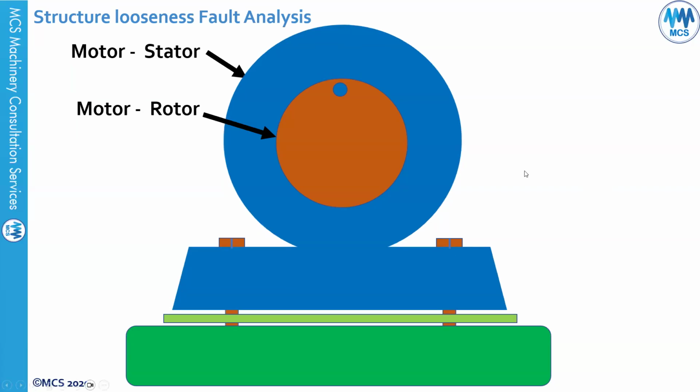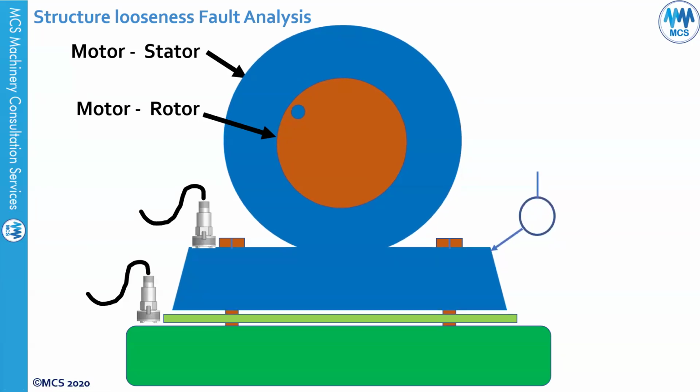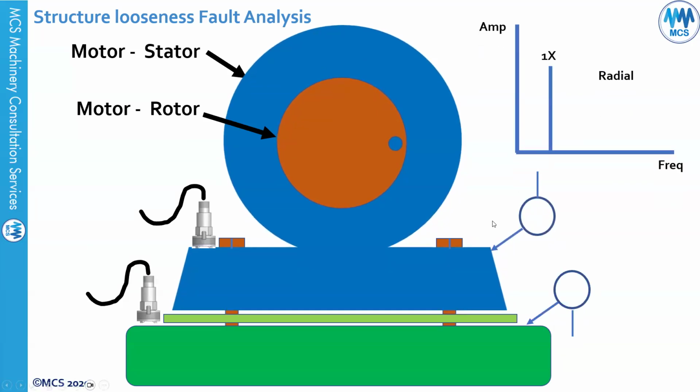As you can see here, this is also some sort of looseness. If you have looseness in the hold down bolts, this can also cause high 1x vibration. And you will see a phase difference of about 180 degrees between the motor itself and the base.